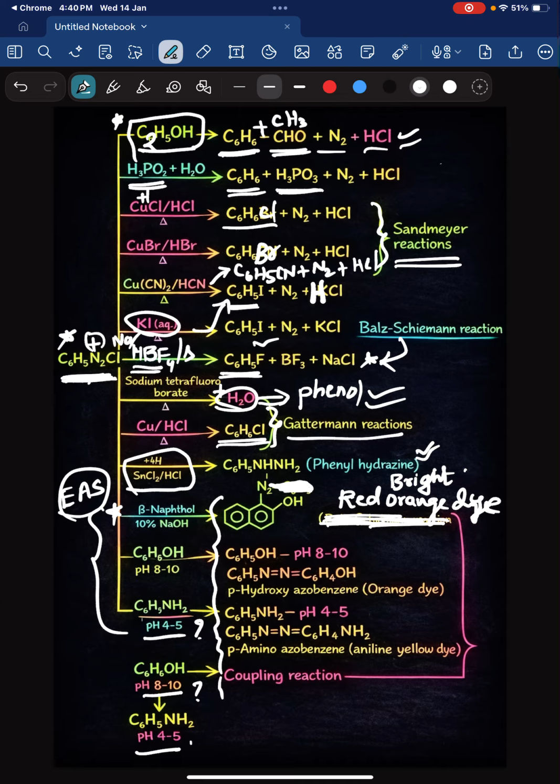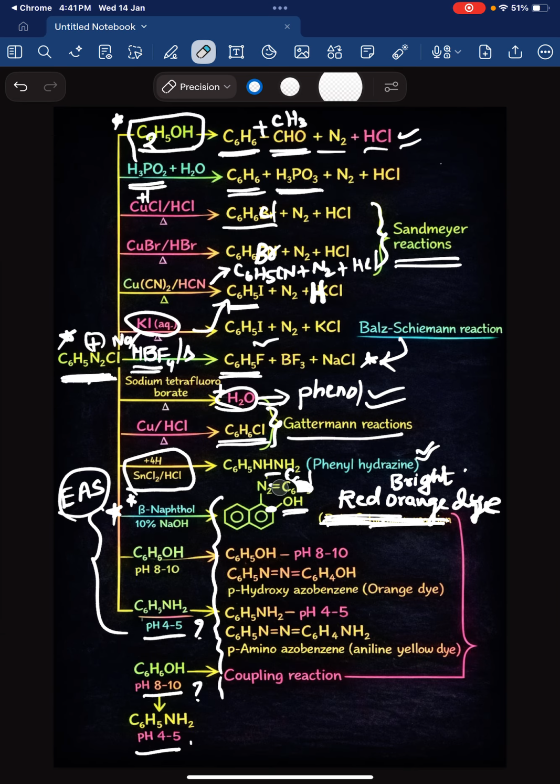So in case of beta naphthol alone, the ortho hydrogen is replaced and makes C6H5. Here this is the product we get.